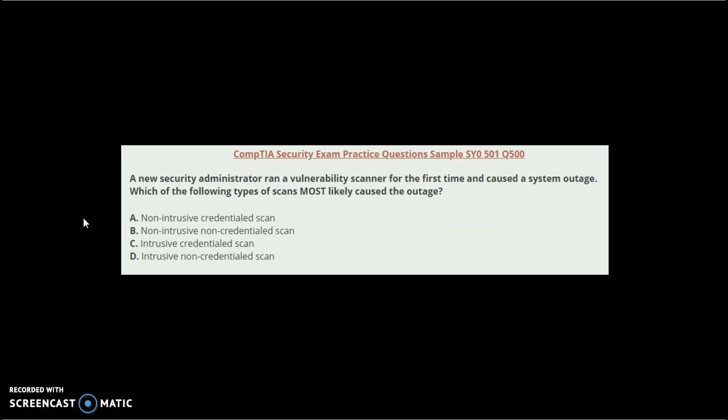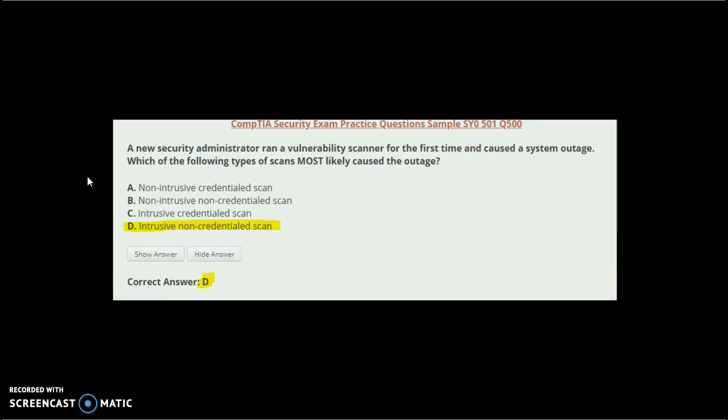A new security administrator ran a vulnerability scanner for the first time and caused a system outage. A vulnerability scanner, that's not right. Which of the following types of scans most likely caused the outage? And that was an intrusive, non-credentialed scan.